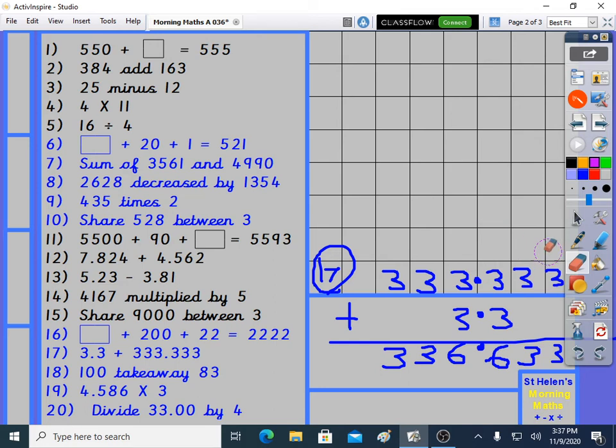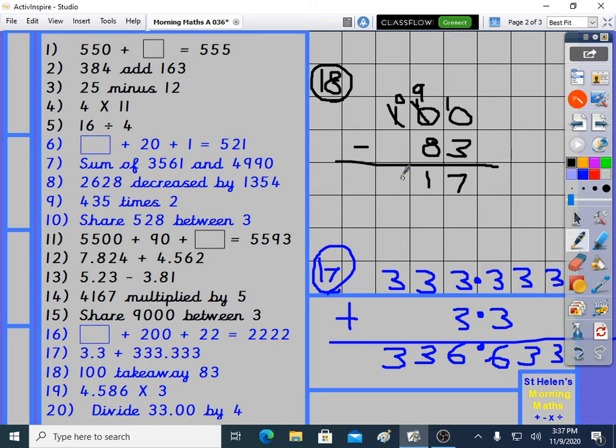We're already on question 18. Going nice and quick, but also carefully. 100 take away 83. If you know your number bonds, you know that's 17. If you do column method, this is how you do the column method. Well, I'm saying that. You all know how to do the column method, otherwise you wouldn't still be going at this point. 7, 1, 17, as we said. So number 18 is 17. On to question 19.